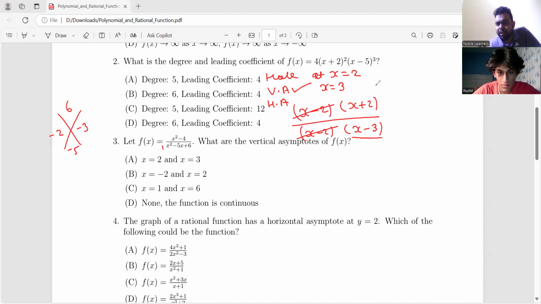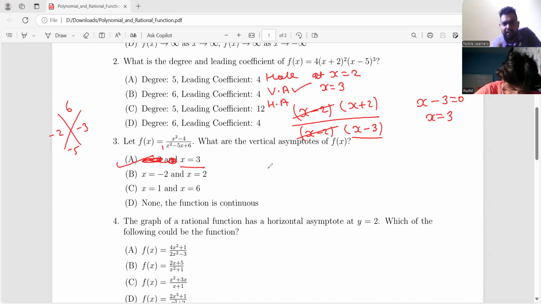In order to find the vertical asymptote, whatever we are unable to cancel from the denominator, we set equal to 0. And that's my answer. So x equals 3. Actually, the options are wrong here. Only this would be correct: x equals 3. Understand my point? Okay.